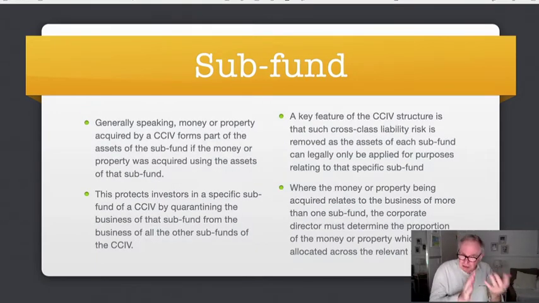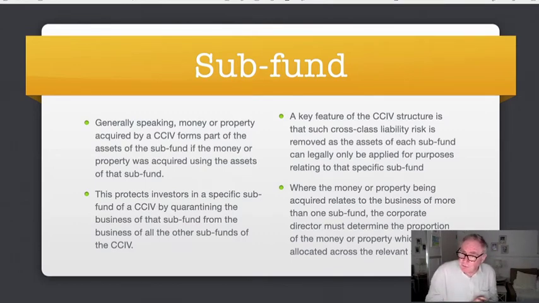Further, for sub-funds, generally speaking, the money or the property acquired by a sub-fund by CCIV forms part of the assets of the sub-fund if the money or the property was acquired using the assets of that sub-fund. They pay the money, they buy the assets that are in that sub-fund. This protects investors in specific sub-funds of a CCIV by quarantining the business of that sub-fund from the businesses of all the other sub-funds of the CCIV.